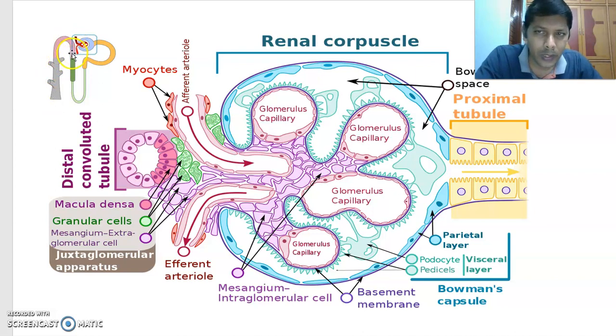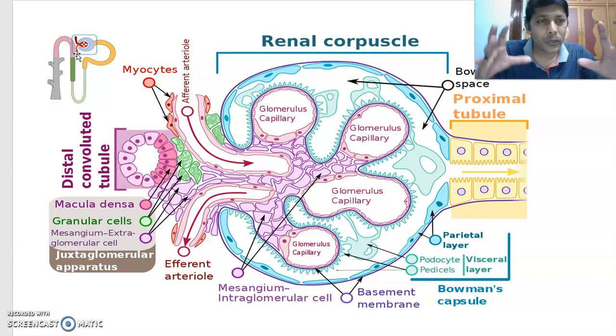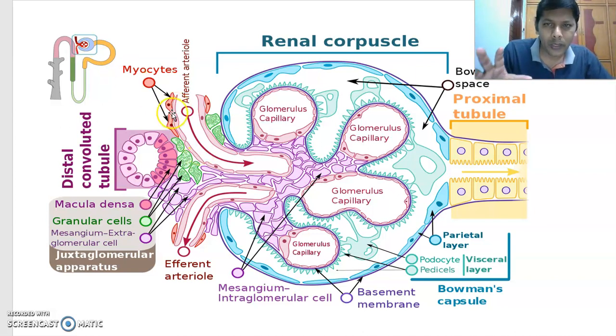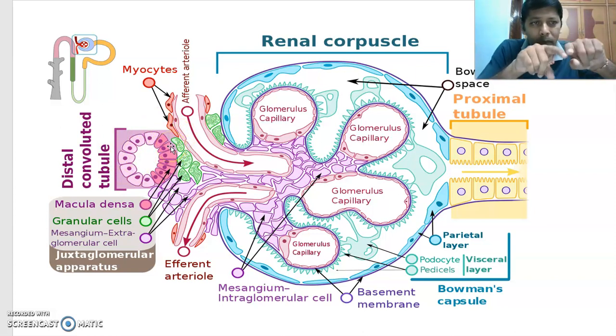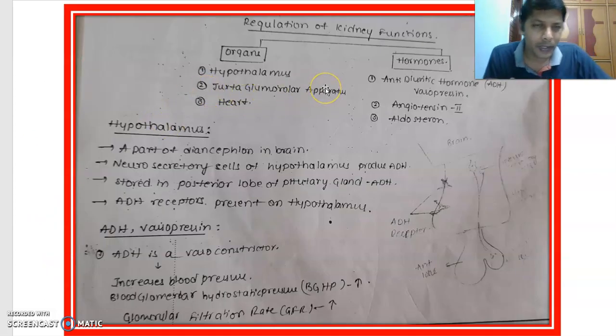If you observe here, this DCT has come in contact with the efferent arteriole. At the point where they contact each other, the cells are modified in these two parts. In the efferent arteriole, the modified smooth muscle cells are called JG cells, and the others are called macula densa. Together they are called the juxtaglomerular apparatus. That's about the JGA.